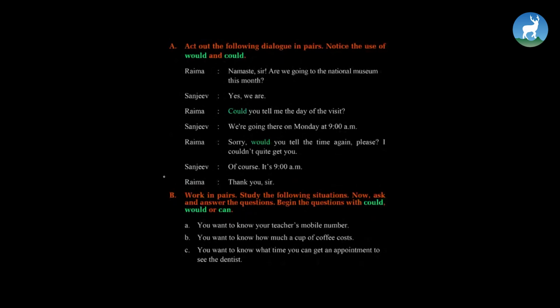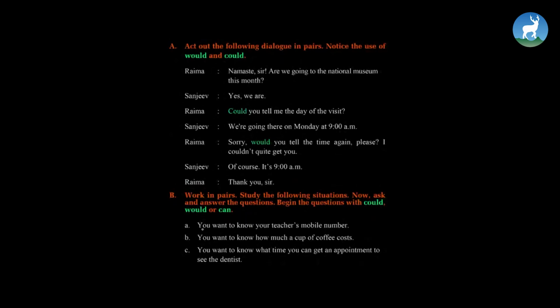So now let's go into the second one. Work in pairs. Study the following situations. Now ask and answer the questions. Begin the questions with could, would, or can. Let's do the first one. You want to know your teacher's mobile number. How would you ask your teacher his or her mobile number? You can use could, would, or can. Let's try it with one.